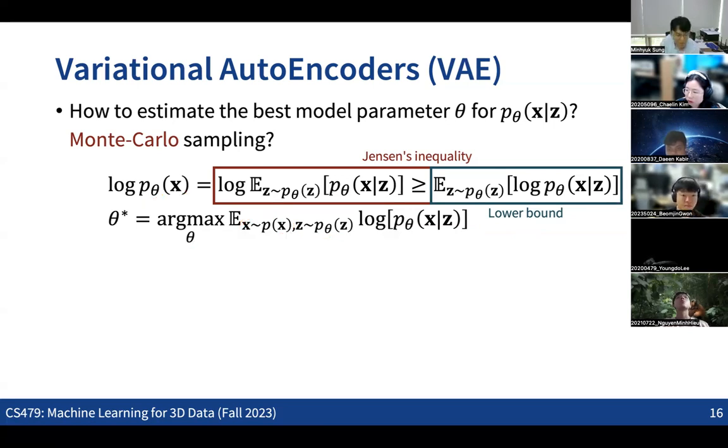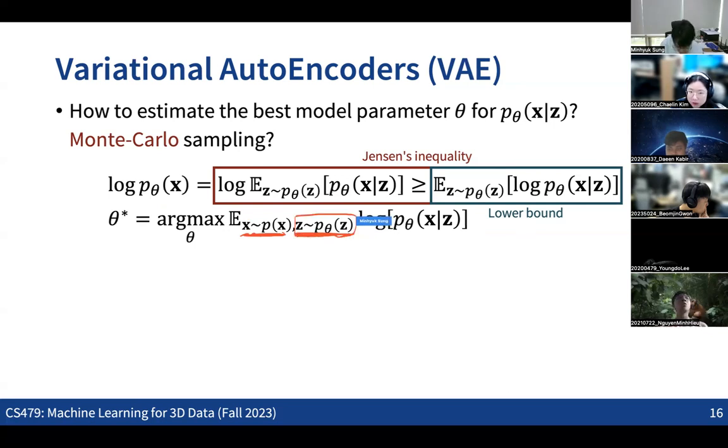And this computation will be very expensive, because we need not only lots of samples of X, the data samples, but to compute the probability we also need lots of samples coming from the unit Gaussian as well.